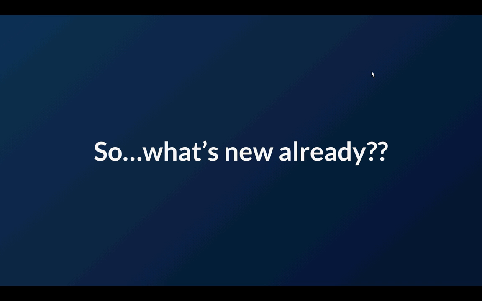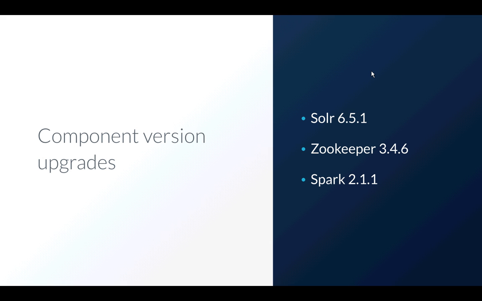Okay, so if you're not new to a Lucidworks webinar, then you just saw the basic intro to Fusion that we always show you, and so you're asking, all right, what's new in 3.1 already? The first thing is with every major release of Fusion, you usually end up with major component upgrades. So this version is no different. In this version, we use Solr 6.5.1 and Spark 2.1.1. Obviously, Zookeeper's been upgraded as well.